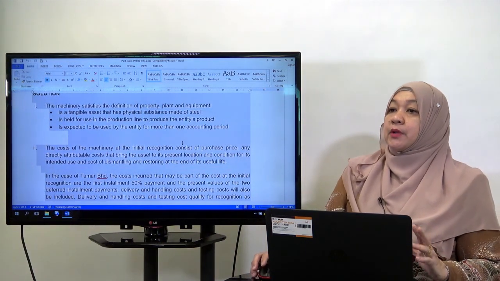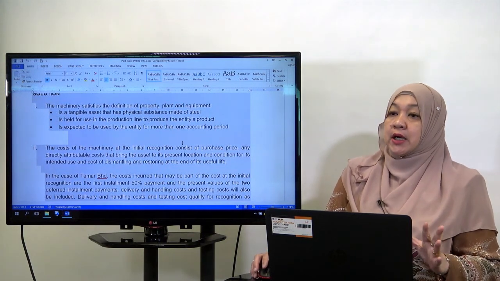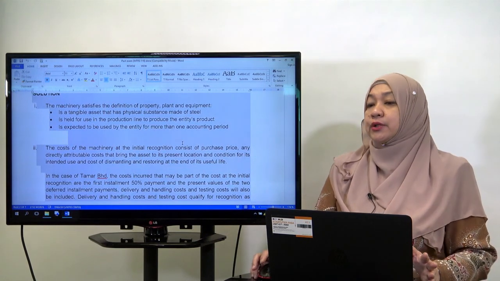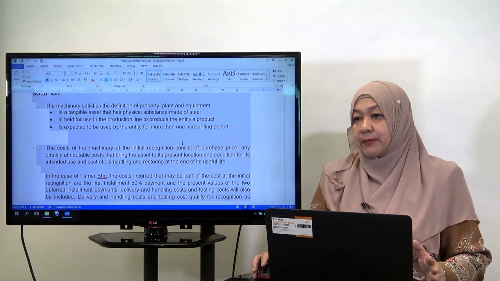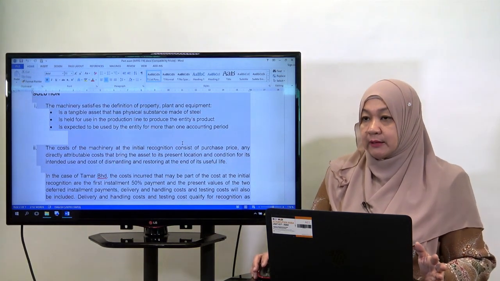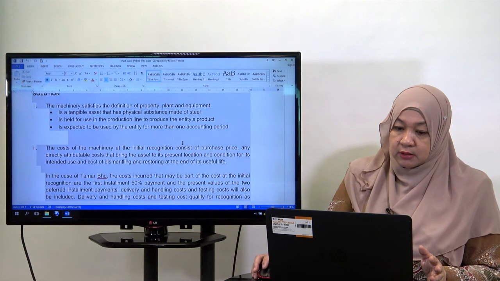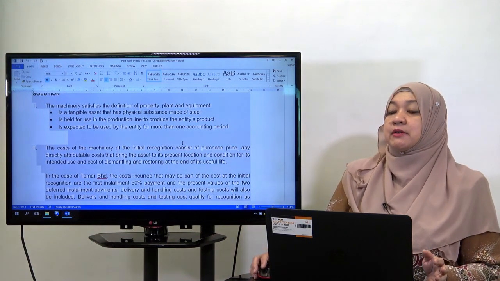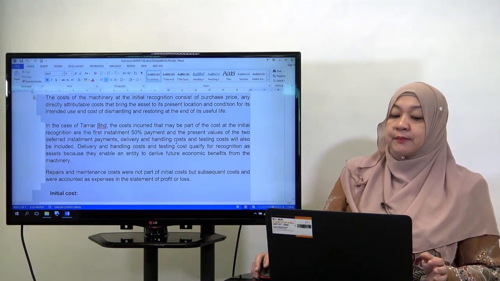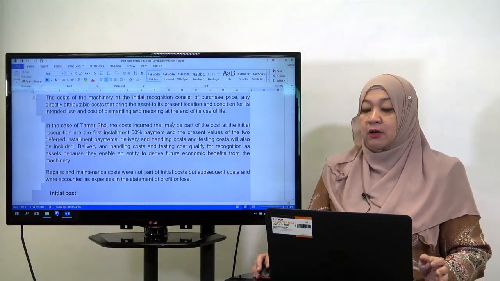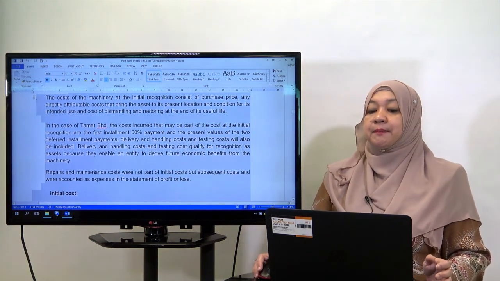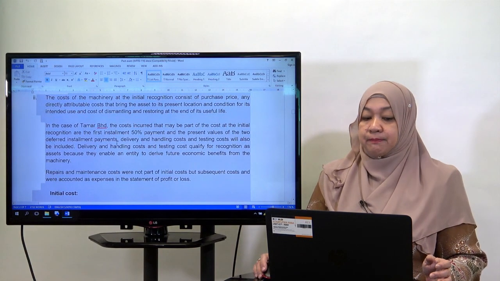If you can still recall what we have learned, to determine the cost of the machinery that should be included in the machinery account in our books of accounts, it includes the purchase price and all directly related costs that bring the machinery to the place of location and condition. So in this case, the costs incurred that will be part of the cost at initial recognition are the 50,000 initial payment and the present value of the 2 deferred installment payments.